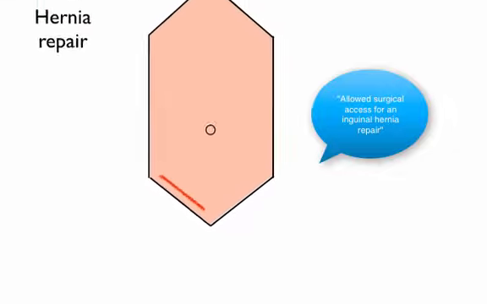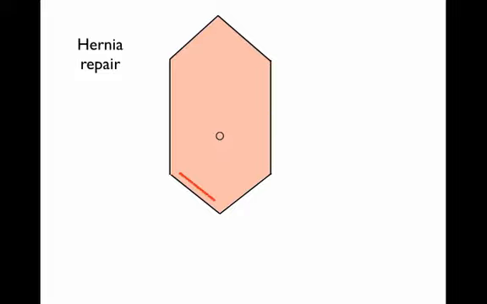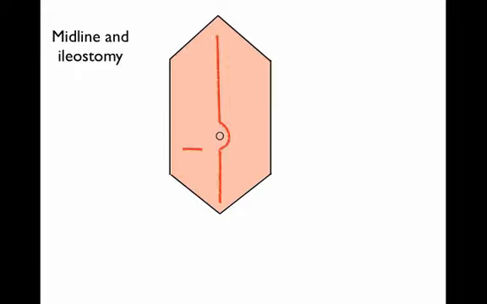Now we'll talk about some specific scar combinations which can be tricky. So the first one, we have a patient here with a midline laparotomy and what appears to be a small transverse incisional wound in the right iliac fossa. Now, this could be the result of a previous ileostomy.